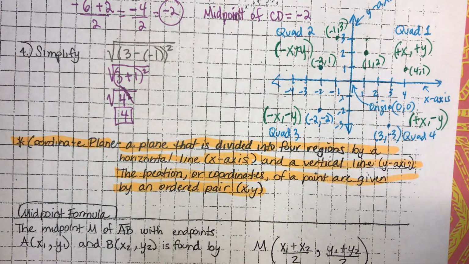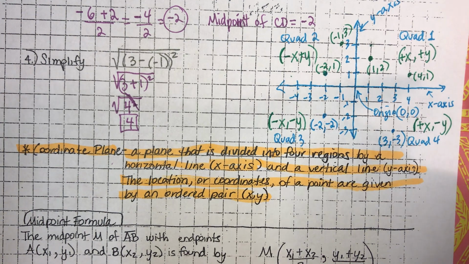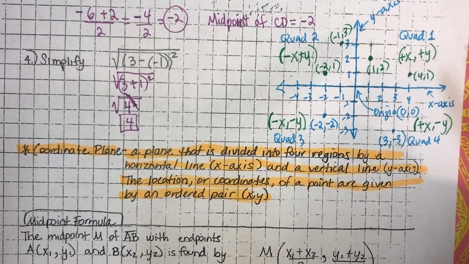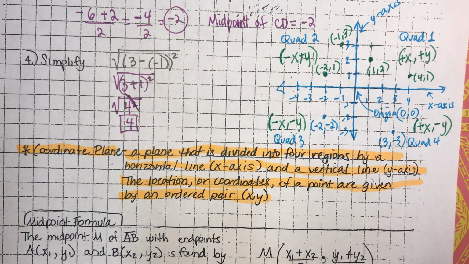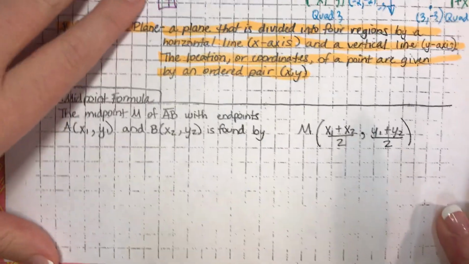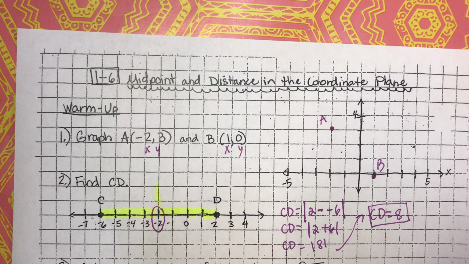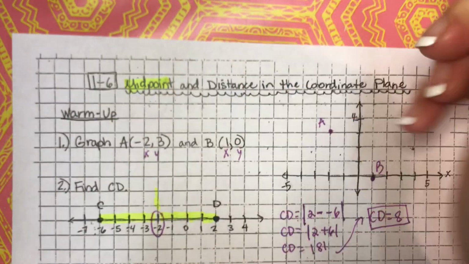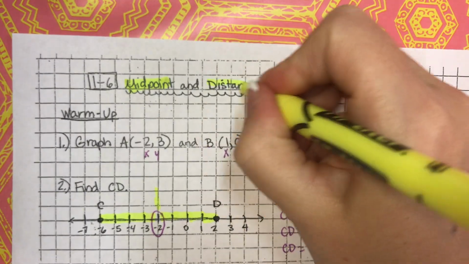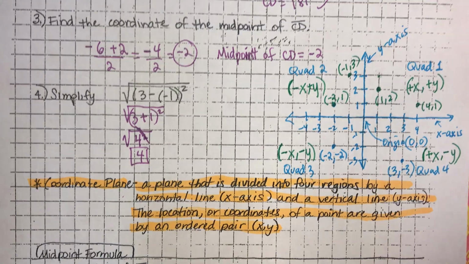So that's a real quick review on the coordinate plane, the x and y-axis, the origin, the quadrants 1, 2, 3, and 4, and all the different points that fall in between. Moving on, we're going to talk about the midpoint formula, because that's what this section is about. We're going to talk about the midpoint formula and the distance formula, which is going to be later in this section, in the coordinate plane, which we just talked about.